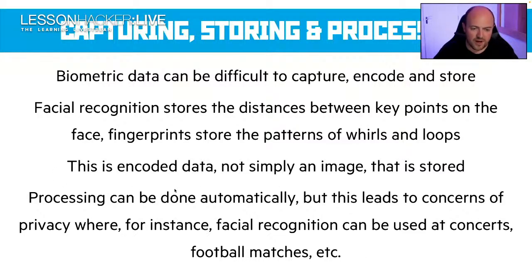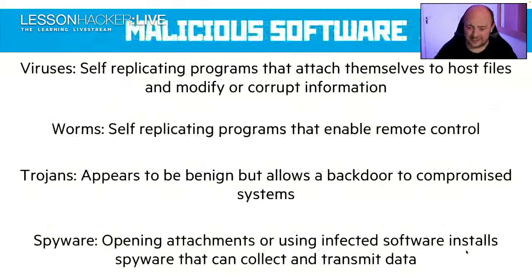So, biometric data can be difficult to capture, encode, and store, and it's only recently that we've been able to do that quickly and easily. We don't store your fingerprint. We don't store your face. We store the mathematics of it. And because of that, we can process it quickly and easily and push it in. The problem with it, though, is because all this can be done automatically, this stuff is done at concerts. Facial recognition is applied en masse at football matches and things like that. And people that look dodgy, I say look dodgy, not to humans, to the computer system, are pulled out of the crowd. So that's not ideal.